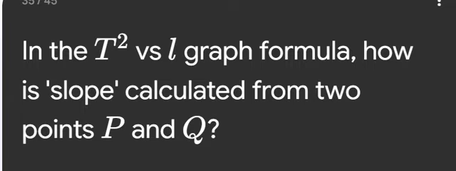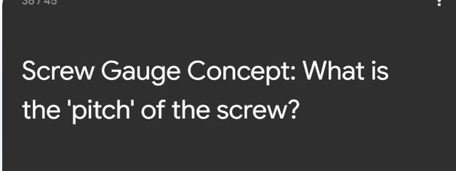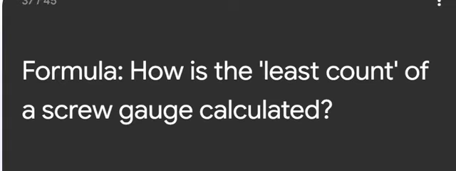In the T square versus L graph, how is the slope calculated from two points P and Q? So here you can just mention how the slope is calculated. Short formula is there. Screw gauge. Okay, so this question is related to screw gauge. What is the pitch of the screw? It will just help you in a bit of revision. Now you have to mention the formula.